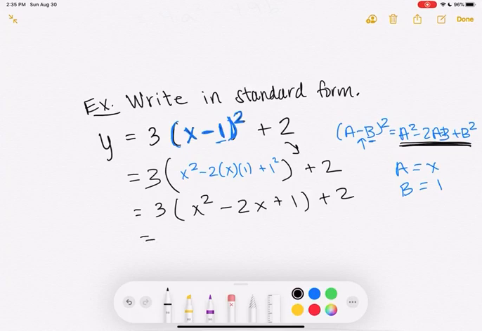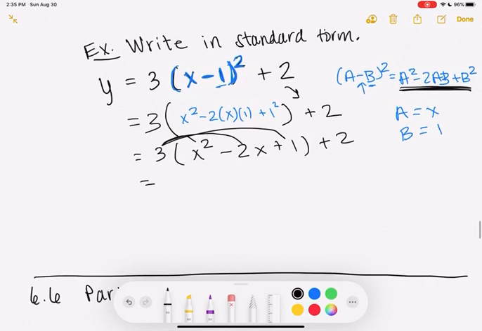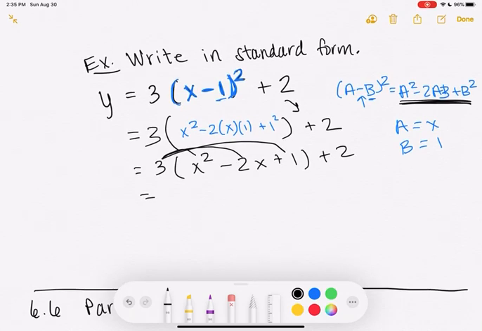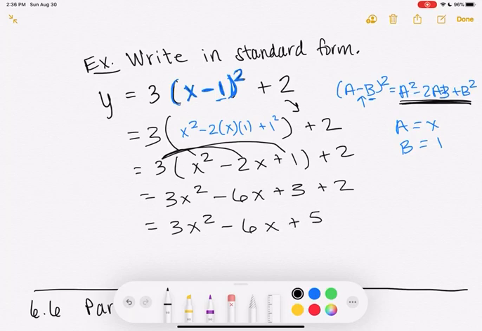What should I do next? We're going to want to distribute, right? So go ahead and distribute that 3, simplify it, and then hit play when you're ready. Okay, so 3 times x squared is 3x squared. 3 times a negative 2x is negative 6x. Plus 3 times 1 is 3. And then we finally add that 2 at the end. To finish it off, we combine like terms. So we have 3x squared minus 6x plus 5. And that is our final answer.